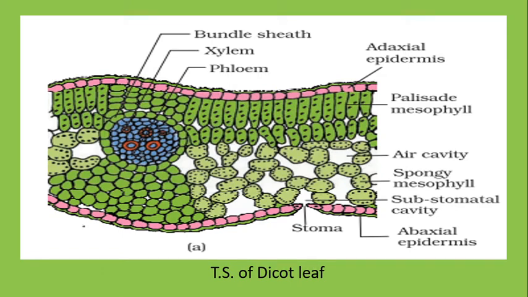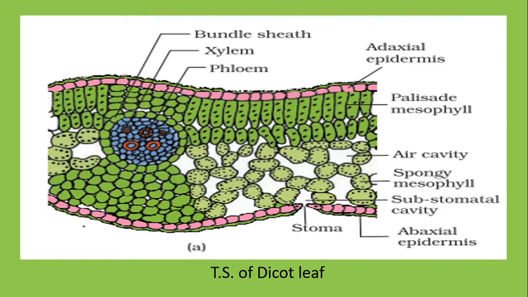So the bundles which are present in the midrib region are larger in size, and the bundles which are present in the venal region, the veins of the leaf, have small vascular bundles. And the central main vein, that is the midrib, its vascular bundle is large. So the midvein bundle is large, and the other veins have smaller vascular bundles.